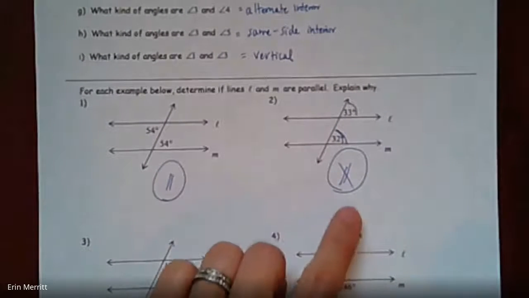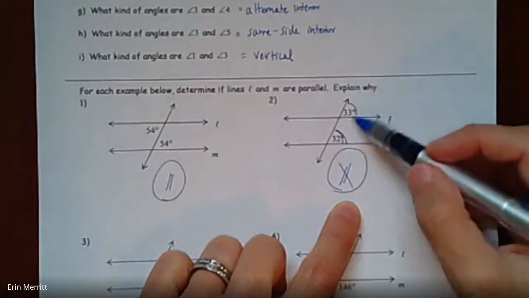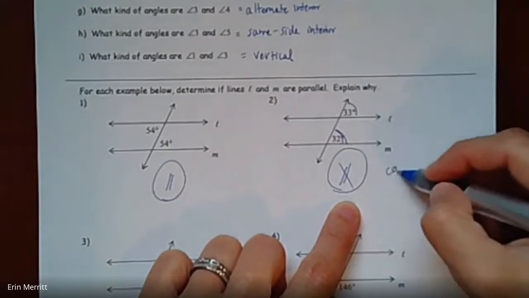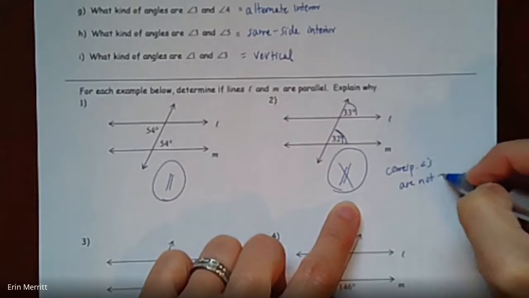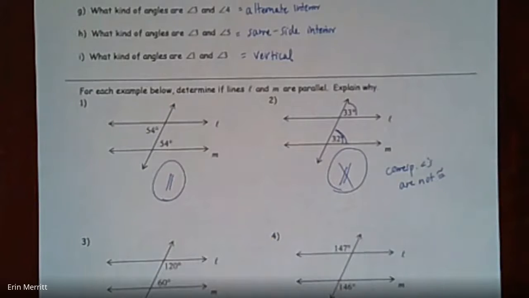All right. When it says explain why, it would simply just be the corresponding angles are not congruent. You can say equal or congruent. Doesn't matter. All right, we're going to call it quits there.